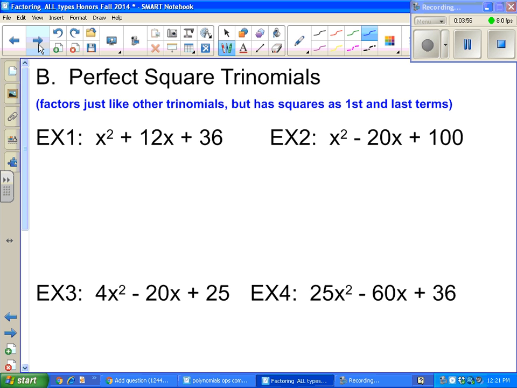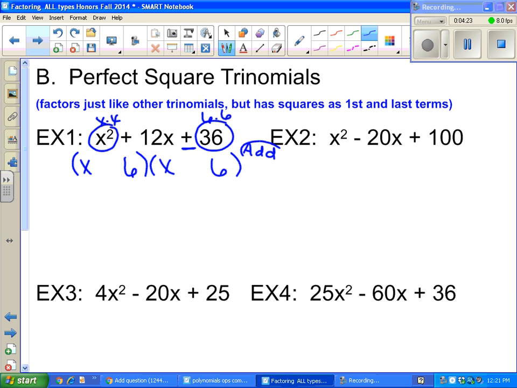Okay, these will factor just like other trinomials, but we have a square in the front and a square in the back. The first one is x squared and 36 is 6 times 6. So if I break these down into just factoring my trinomial like I did in the past, I factor it to x and x, and I'm going to try 6 and 6. Now, the last term is positive, so I need to mentally add to get the middle term. So I want to add to get 12. Well, sure enough, 6x and 6x adds to give me 12. They're both going to be plus and plus.